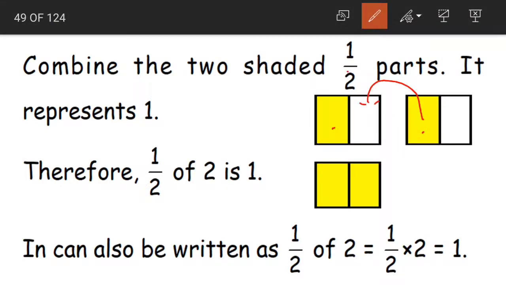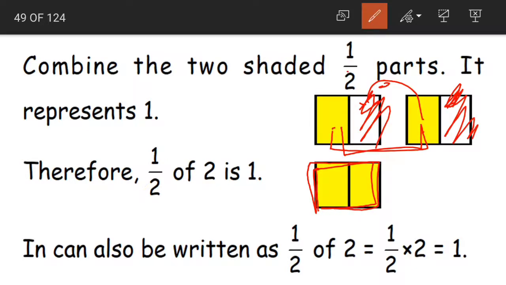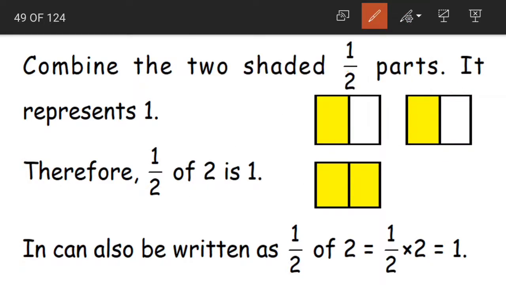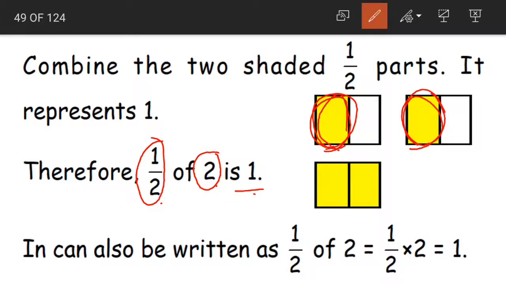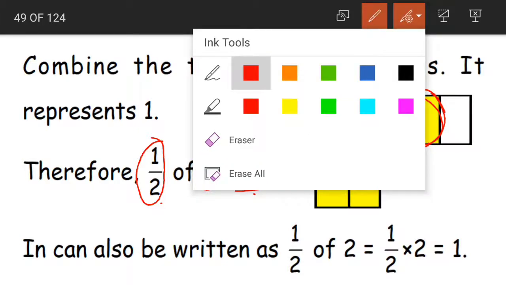Now if we remove these unshaded parts and combine these two together, we will get one square. Yes, children, if we combine two halves together, we will get one complete square. So 1 by 2 of 2, we are having two 1 by 2's, will be equal to 1. Understood the concept? Two 1 by 2's will be equal to 1.